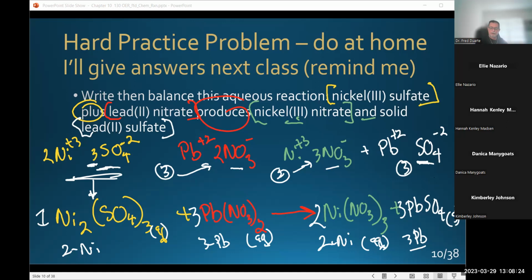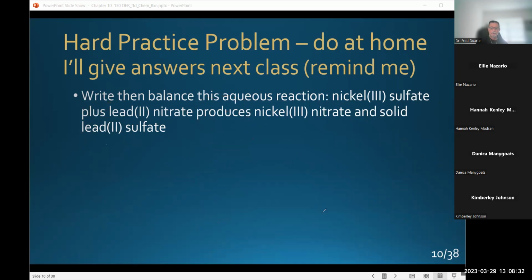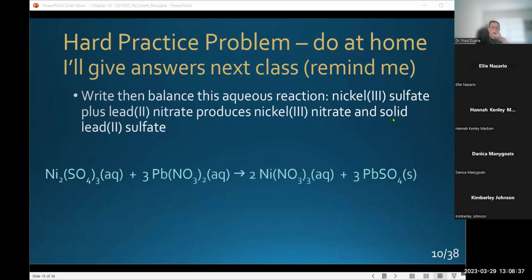Okay. Let me clear up my mess here. I try to color code it so you can see how I went through each one. All right. So there is the balanced chemical reaction. Okay. Notice in the products, one of them is soluble in water, the other one is not. That is driven by the solubility rules.